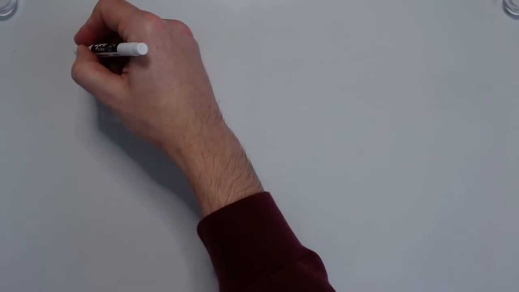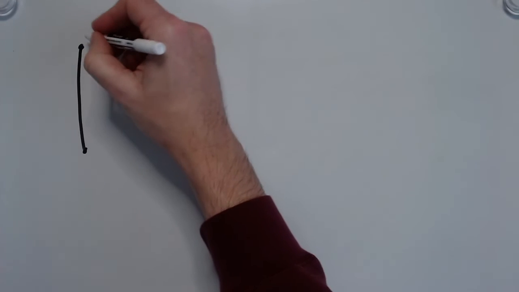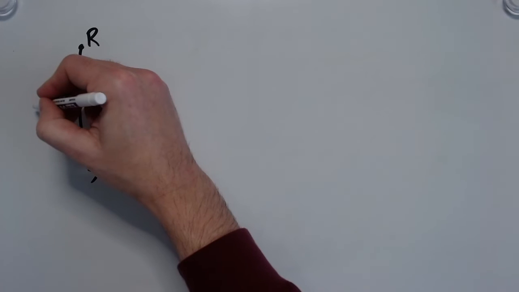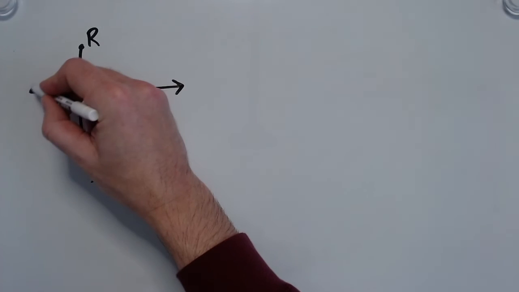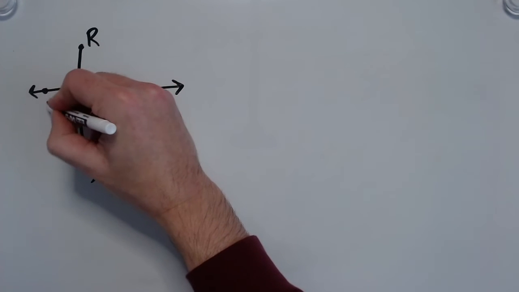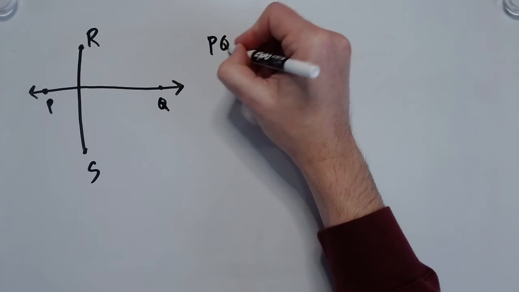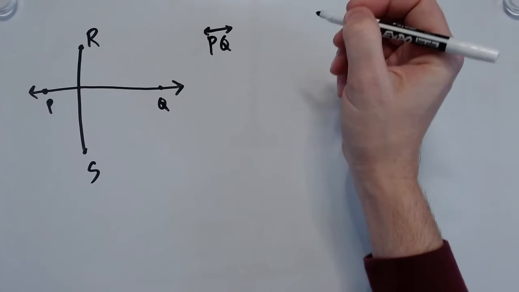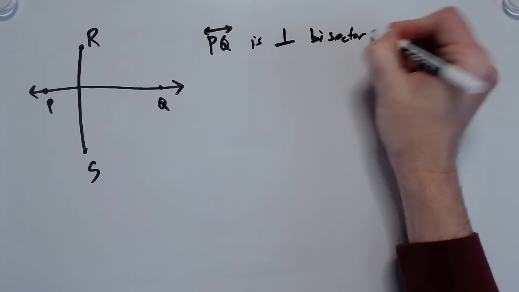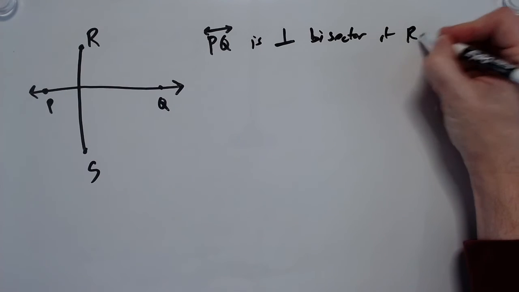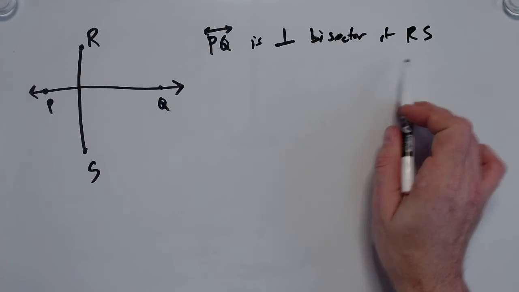Okay, what we're going to do here is draw a couple of lines. It's not very straight, but you get the point. This will be a segment, R and S, and then just on the edge here, I'm going to draw a line like this, and this will be P, and this can be Q. And we're going to say that PQ, the line, is perpendicular bisector of RS.